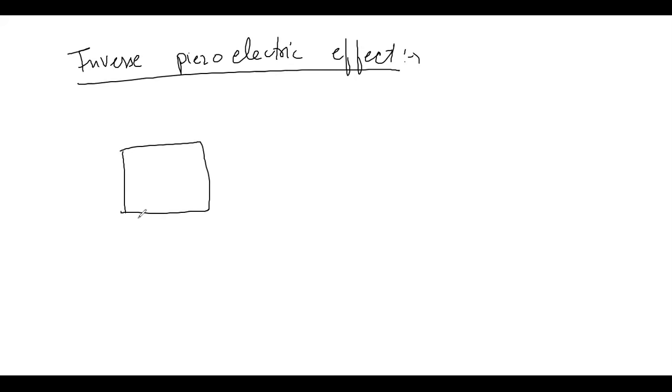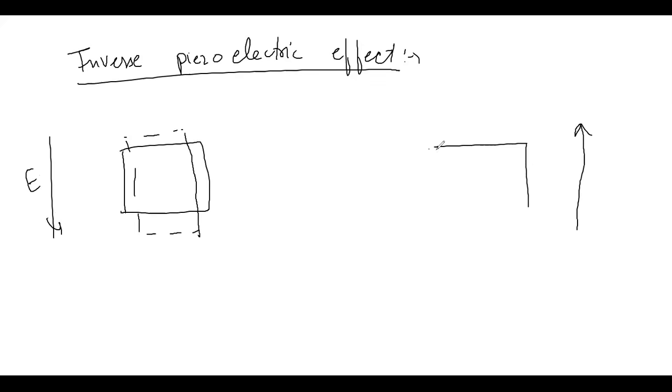Suppose you have a crystal, and you have placed it in an electric field. There would be an automatic change in the dimensions here. Now, if you change the direction of the electric field, then if earlier your crystal expanded in this particular direction, now it will compress in this direction.